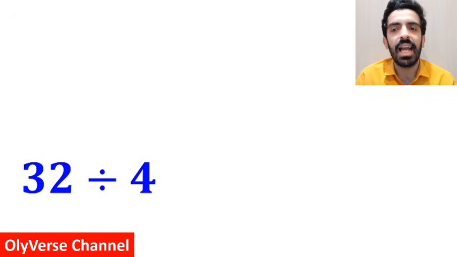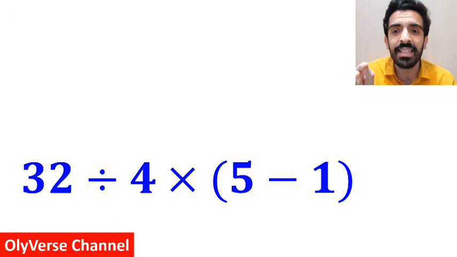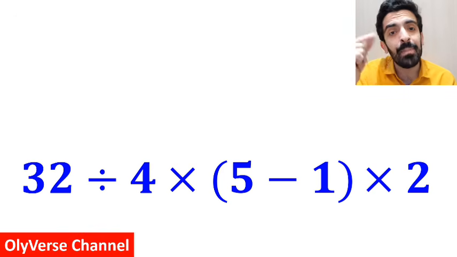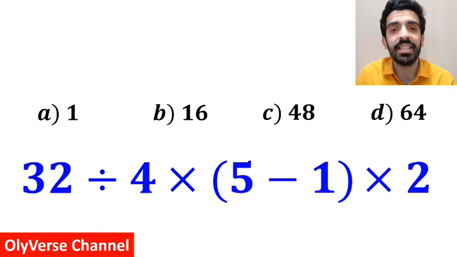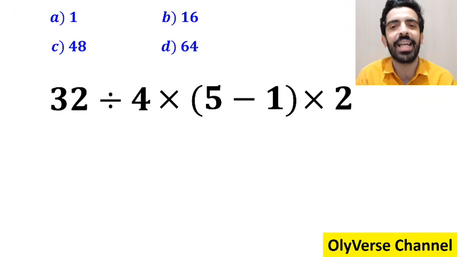What is the value of the expression 32 divided by 4 multiplied by open parentheses 5 minus 1 close parentheses and again multiplied by 2? Which option do you think is the correct answer to this question? Let's dive in and break it down step by step together.